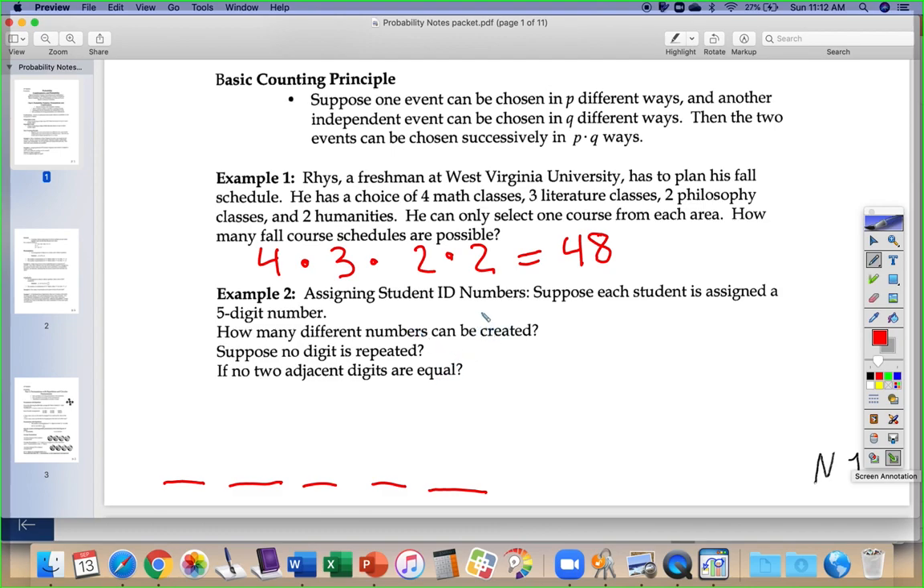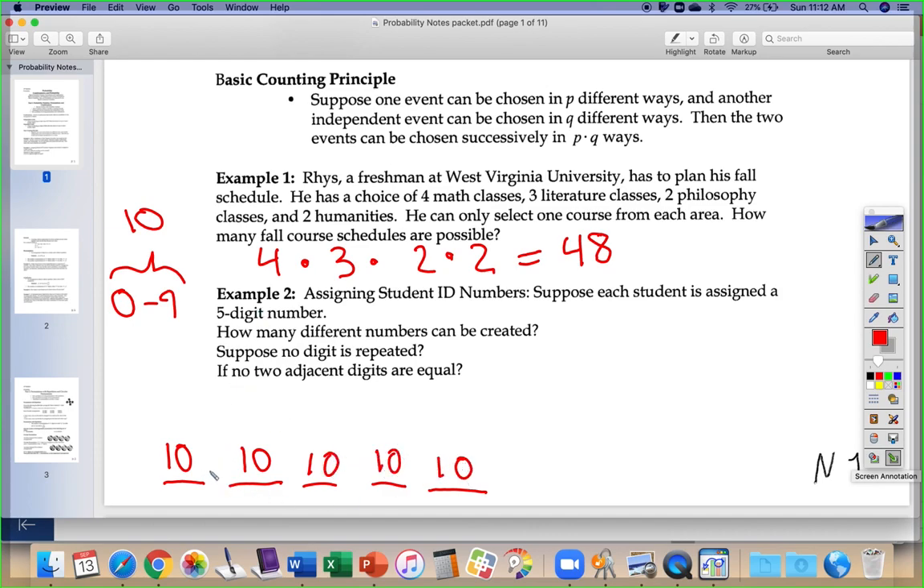Well, if we think about this, you think, okay, how many digits are there? Well, when we think about that, we think about the numbers 0 through 9 for a total of 10 digits. So how many digits could be in the first spot of the number? I could have 10. It doesn't talk anything about repeat, so these are all independent of each other. So I could choose 10 or 10 or 10 or 10.